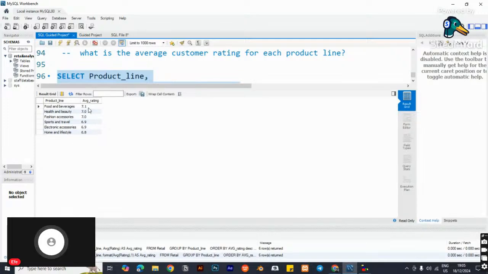The needs are different from wants. So people rate food more than every other thing here. 7.1. Food and beverage has a high, followed by health. Of course, food, shelter, clothing. All right. See fashion, accessories, followed by fashion. Wow, wow, wow. I'm just even noticing this.